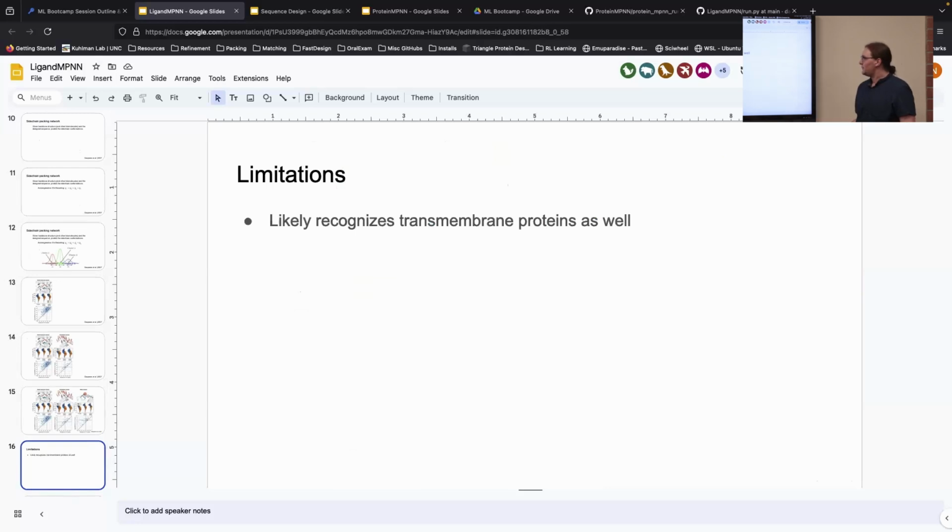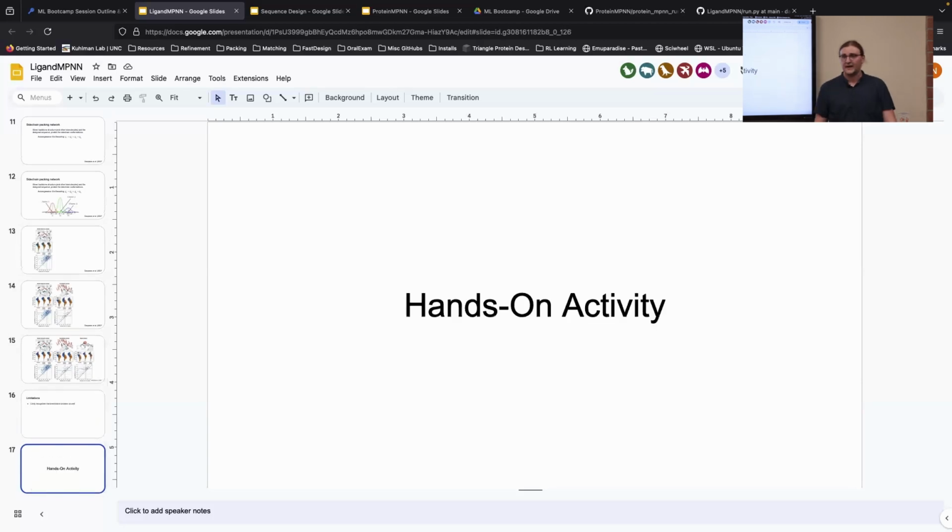Some limitations. The only thing I could really come up with is that it probably recognizes transmembrane proteins as well. So you may need a soluble version of it, but I don't know how much of a limitation that is if you combine it with ProteinMPNN, because it has a soluble version of ProteinMPNN. So it may not be a super limitation, but it's there. Okay, that's pretty much all I have for LigandMPNN.